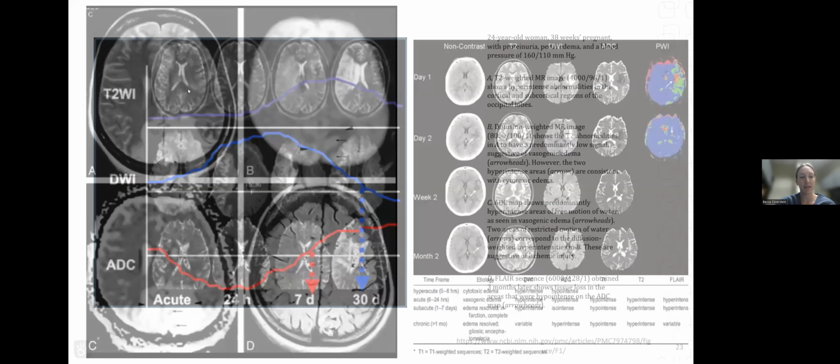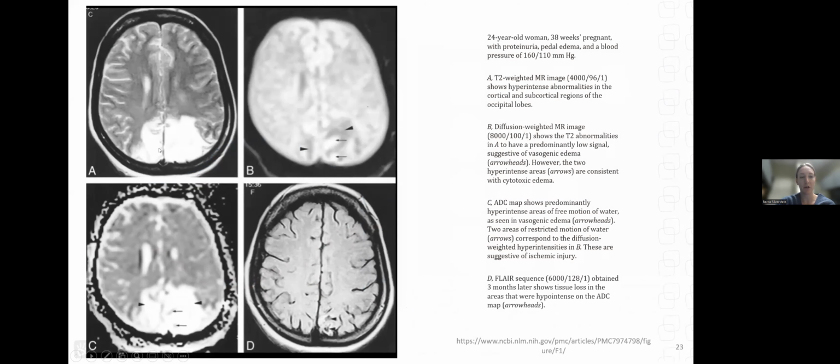So really hyperintense area here in the bilateral occipital lobes. In sequence number B, you're getting your DWI sequences. So this here, the larger arrows are pointing towards lower intensity or hypointense, versus the smaller arrows are pointing towards more hyperintense compared to the grayscale around it. The larger areas are pointing to possibly vasogenic edema versus the arrows are pointing to cytotoxic edema.